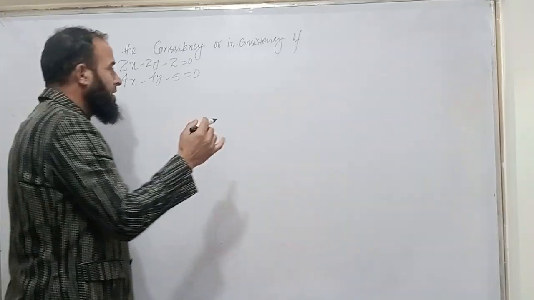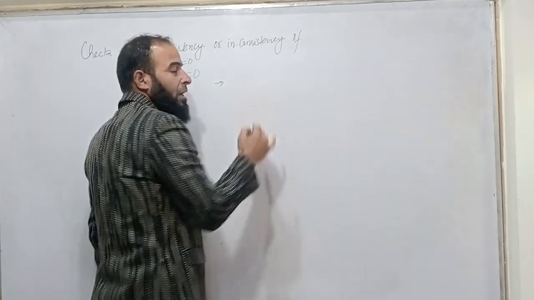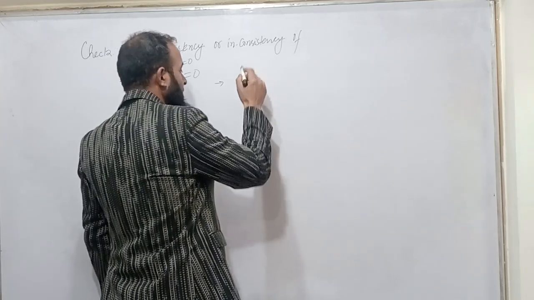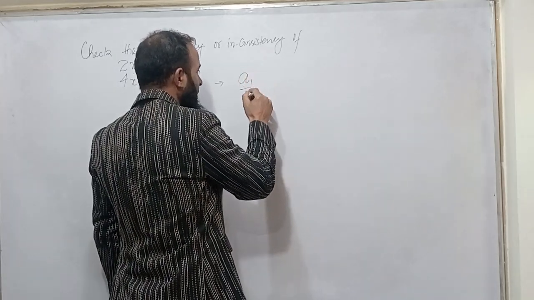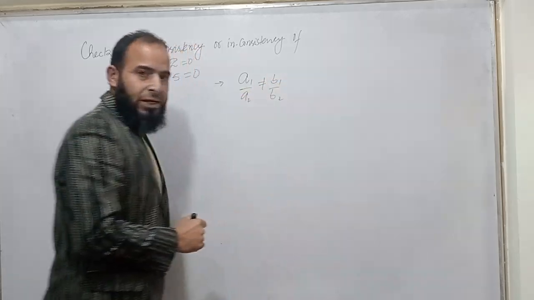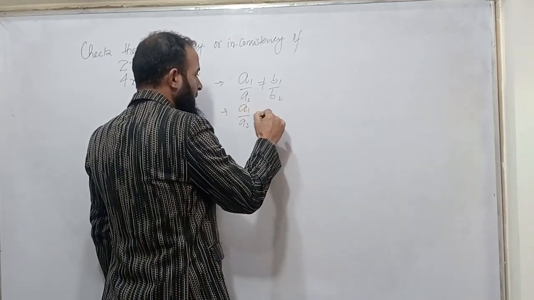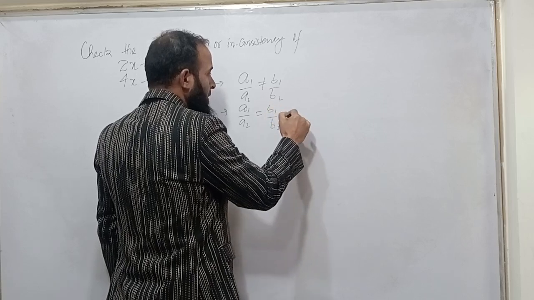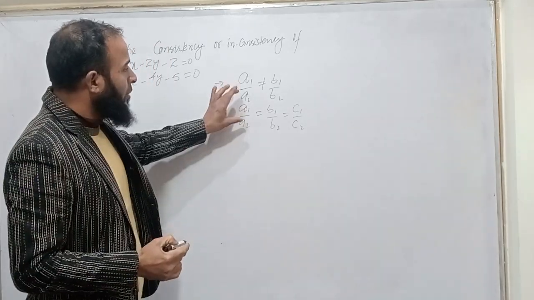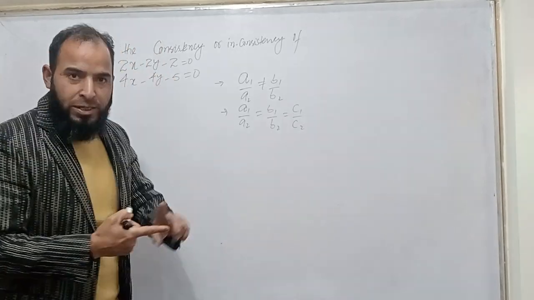For consistency, we know that there are two conditions for consistency. That is, if a1 by a2 is not equal to b1 by b2. This is the first condition, and another condition is if a1 by a2 is equal to b1 by b2 is equal to c1 by c2. So if one out of these conditions holds, that means these two equations will be consistent.